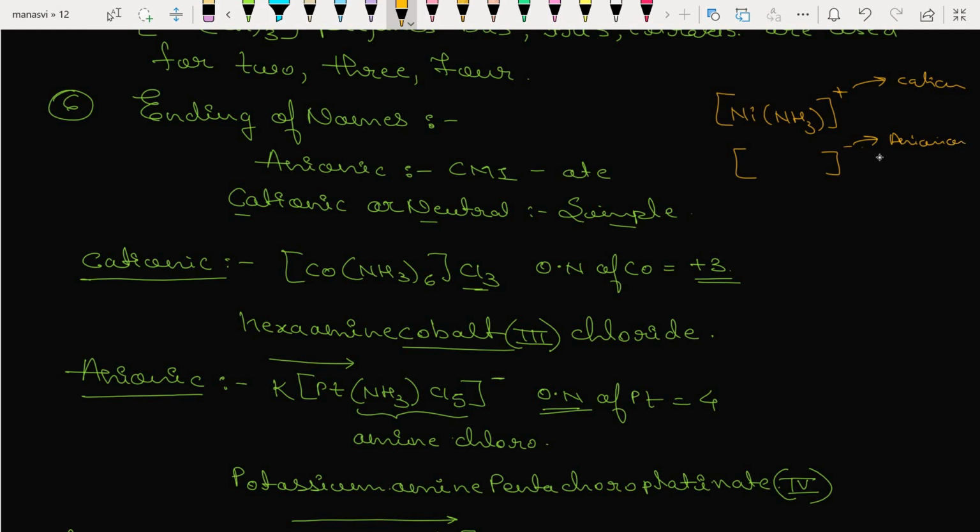Now, a very simple trick that I'm going to tell you is how to decide whether your complex ion is positive, that is cationic, or anionic. If anything is written on the left hand side of the coordination sphere, then your coordination sphere becomes negatively charged. That is, your complex ion becomes anionic in nature. If anything is written on the right hand side of the coordination sphere, then your coordination sphere becomes cationic.